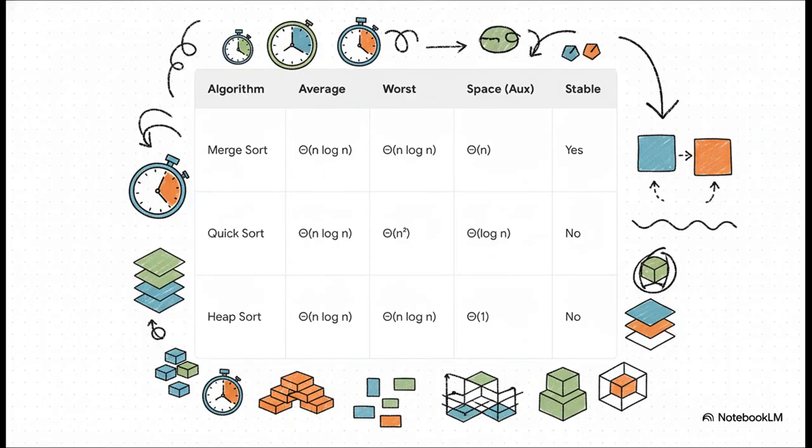So let's bring it all together on a final scorecard. This table sums up everything we've talked about, but I want you to focus your eyes on that very last column, stable. So what does that mean? A stable sort means that if you have two elements that are equal, like say two number 5s in your list, their original order is perfectly preserved after the sort. This can be absolutely critical when you're sorting complex objects. And as you can see, of our three contenders, merge sort is the only one that guarantees it.